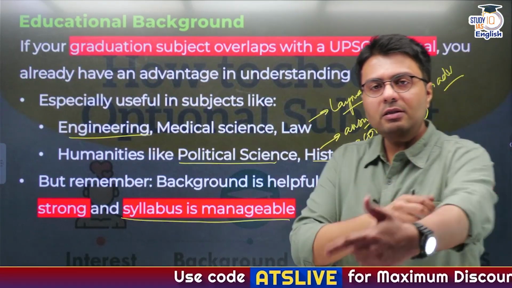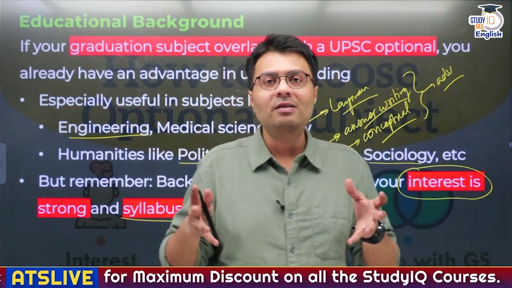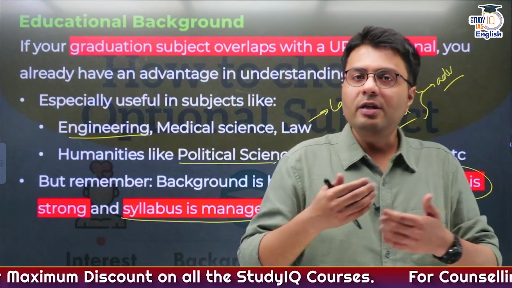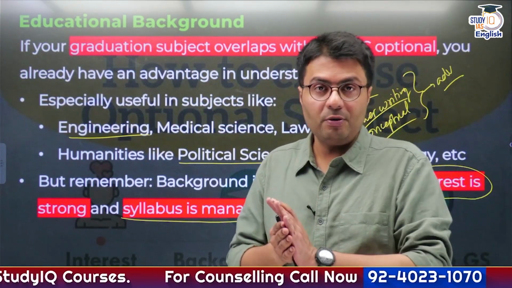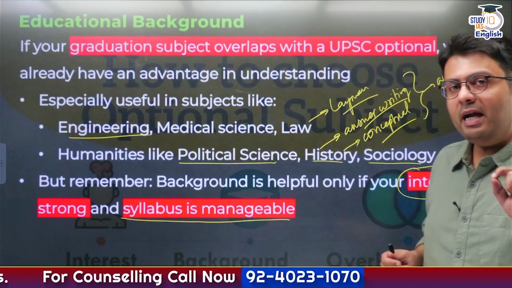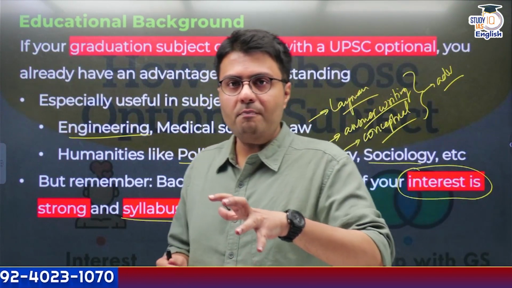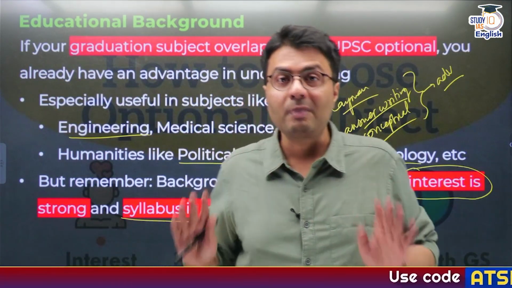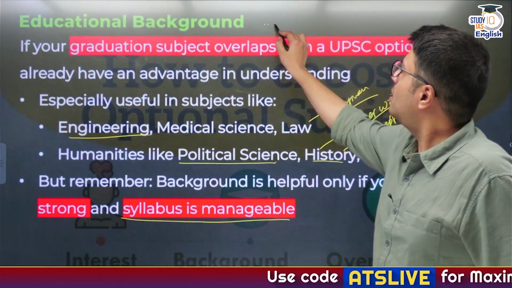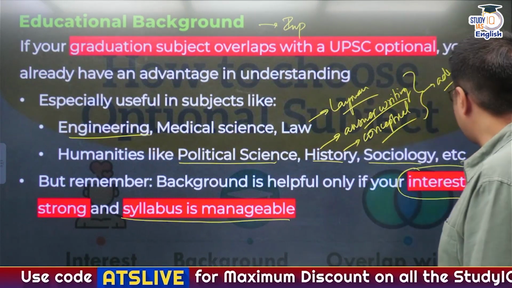For example, subjects like engineering, subjects like medical, they can be quite intensive in nature when it comes to syllabus. So it can be difficult managing the time vis-a-vis GS and general studies papers, right? So please keep that in mind, that you can take an optional subject which is the same as your educational background, but only if you have a continuing interest and if you find the syllabus manageable. So this is somewhat an important criterion in deciding the optional subject.